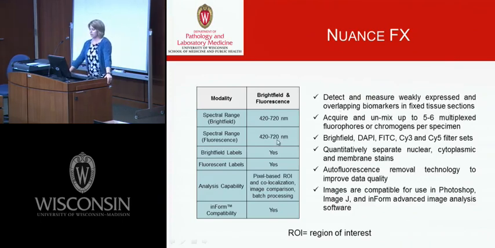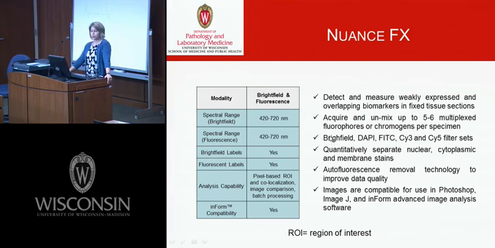So as I stated, this will allow you to detect even weakly expressed antigens and those that are overlapping in fixed tissue sections or fixed cells on a slide. Up to 5 or 6 markers can be run in one section.